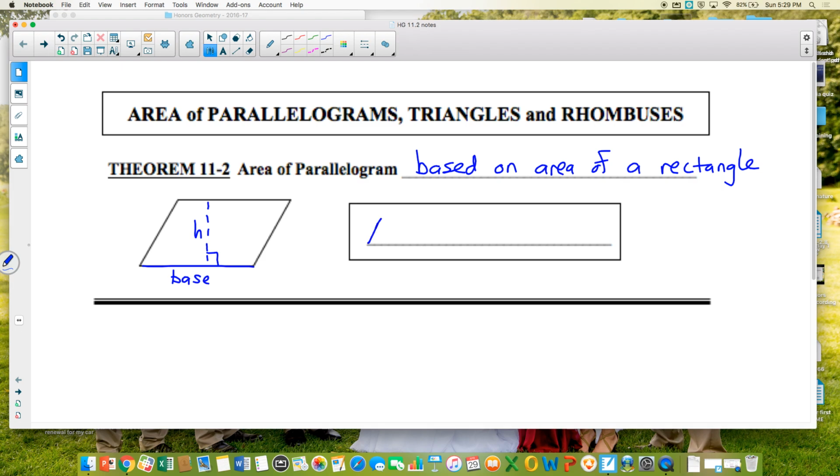So we will call the area of a p-gram, and we can abbreviate parallelogram as p-gram just like earlier this year. The area of a p-gram is equal to base times height, which is same as a rectangle.